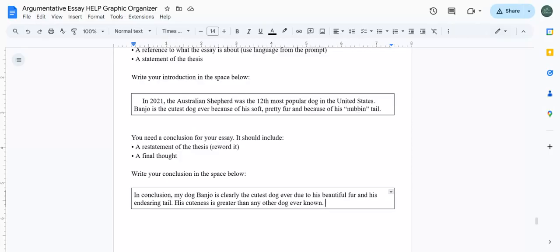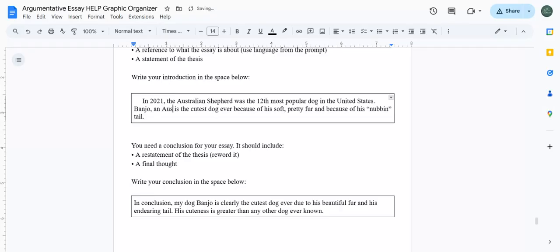Now, I see something that I want to fix, and it's in my introduction actually. In 2021, the Australian Shepherd was the 12th most popular dog in the United States. Banjo is the cutest dog ever. See how they don't really connect? Banjo, an Australian Shepherd himself. There we go. Now I've made a connection there. Let's end it. 1, 2, 3, 4, 5.